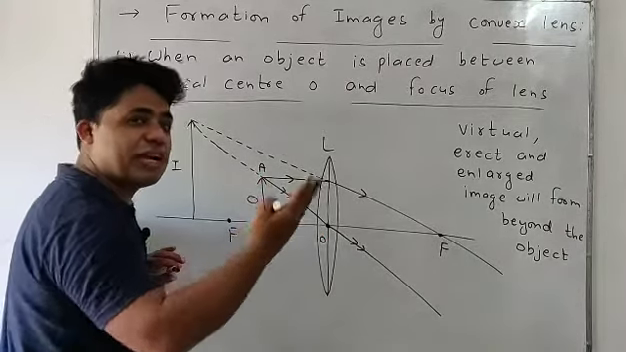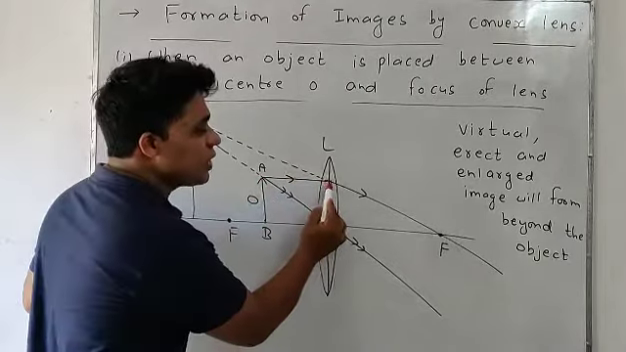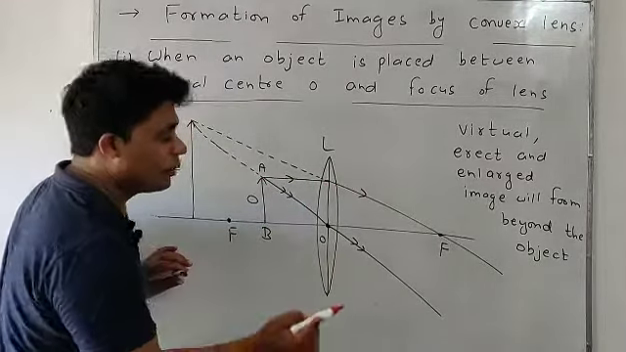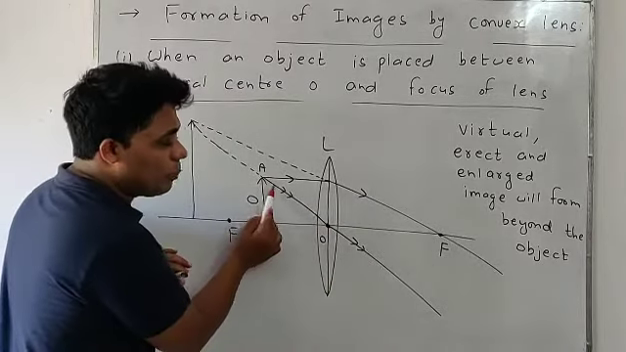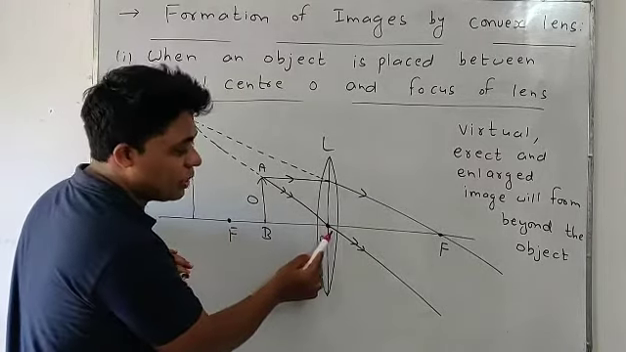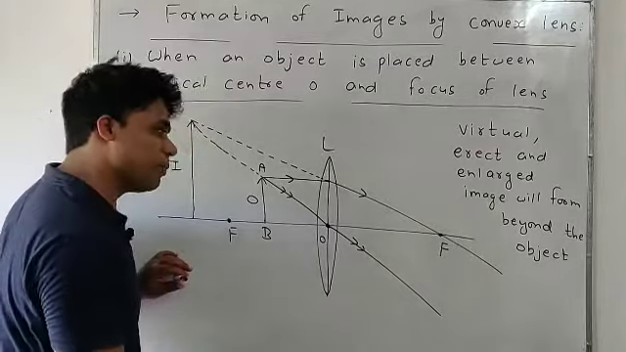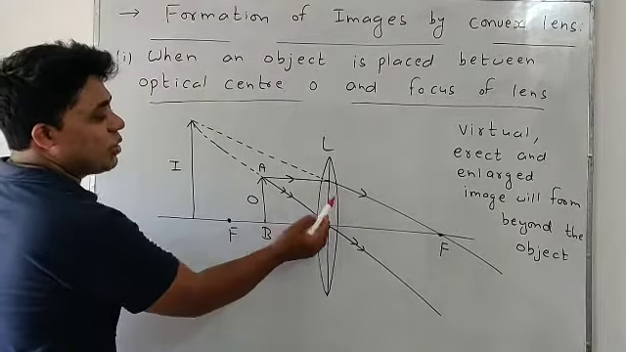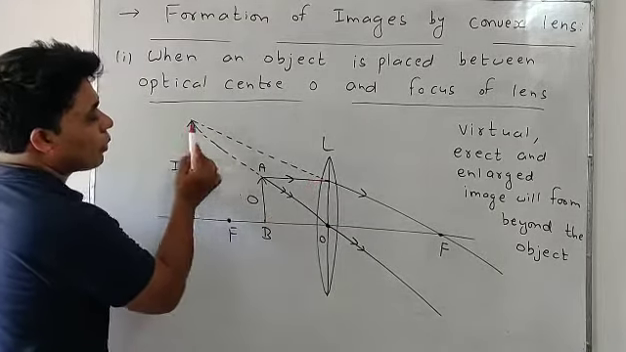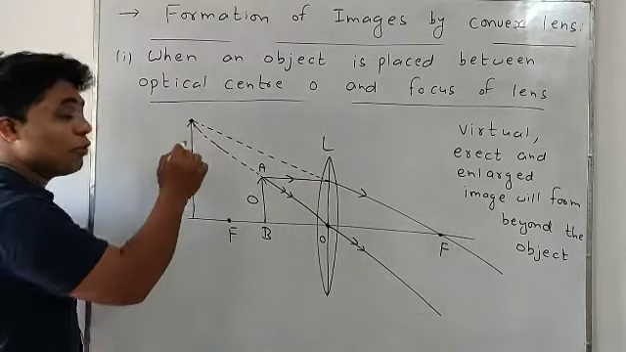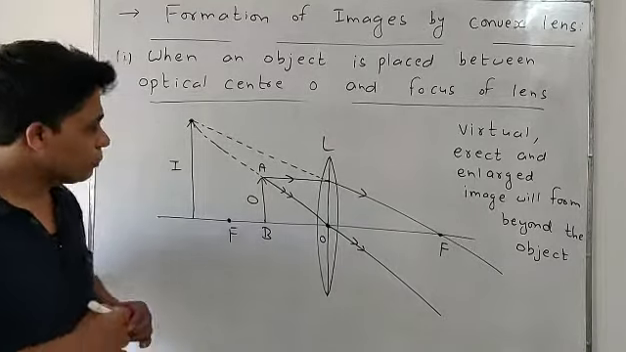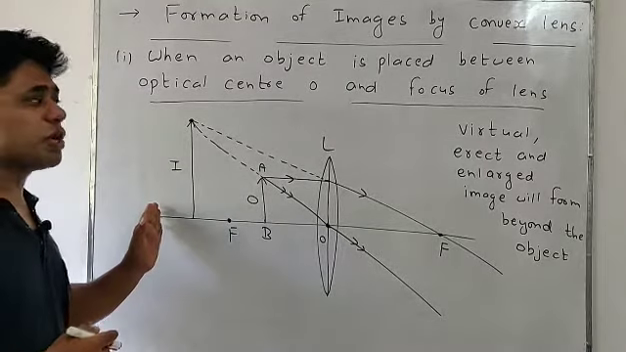Every object releases light rays. A ray incident on the lens gets refracted. Another ray incident passes straight. When the light passes through the optical center, it passes straight. When we extend both of them on the side, they will intersect at that point. So this will be the virtual image we obtain, beyond the object.